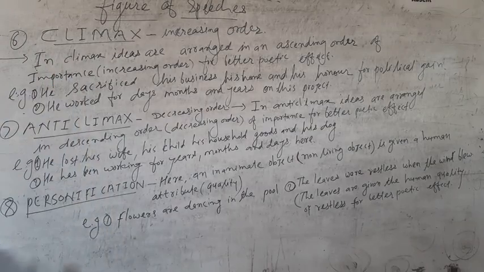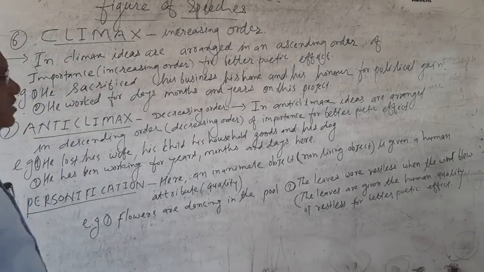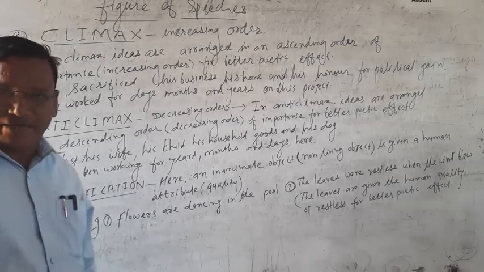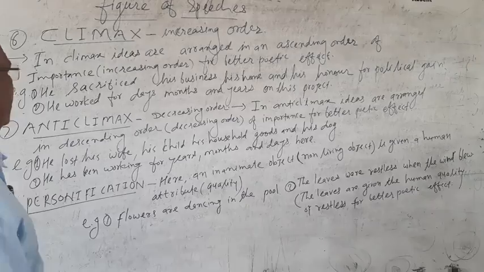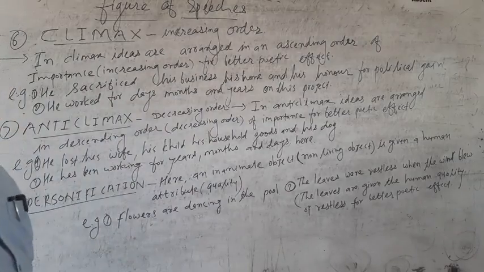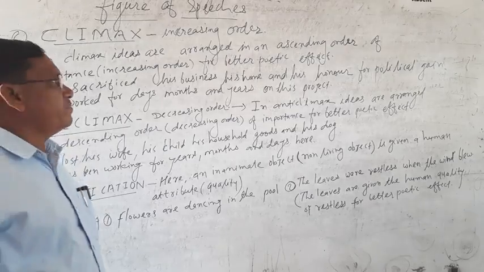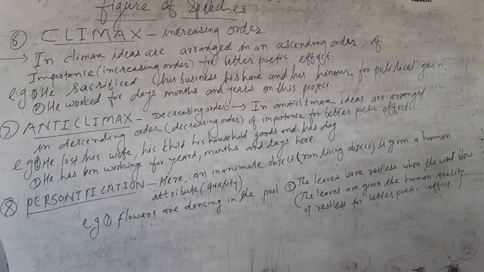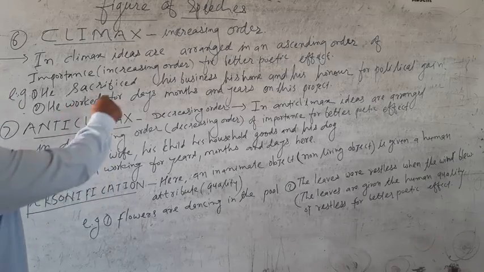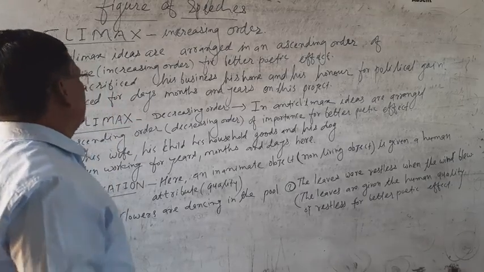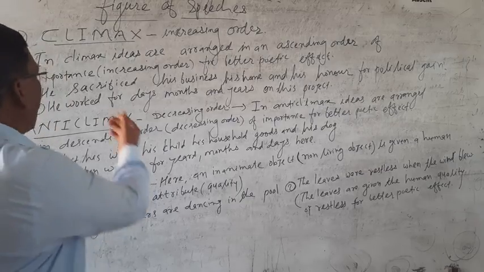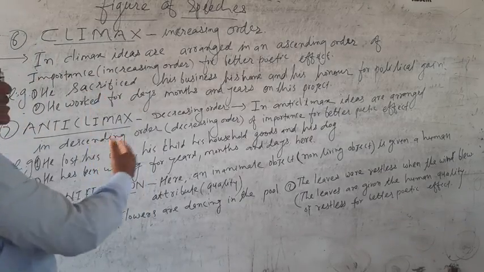Now see here the climax. The climax figure of speech is used by the poet for better poetic effect in his poem. Climax means just like an increasing order. So this figure of speech is used by the poet in some poems. In climax, ideas are arranged in an ascending order of importance, increasing order, for better poetic effect. So when does the poet use such a figure of speech? The climax. Climax means increasing order.